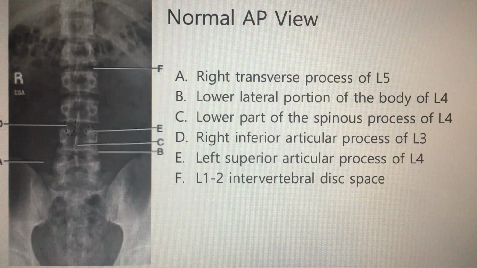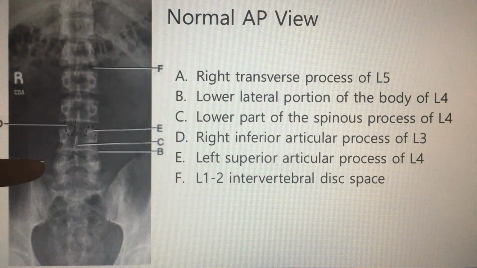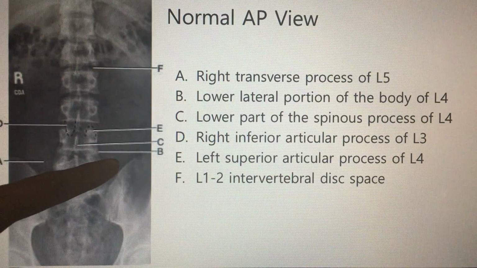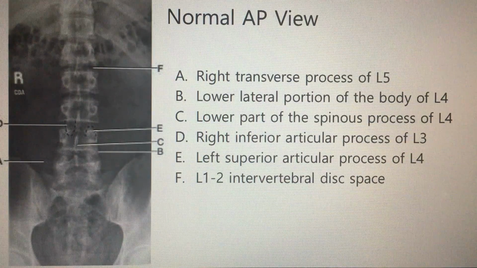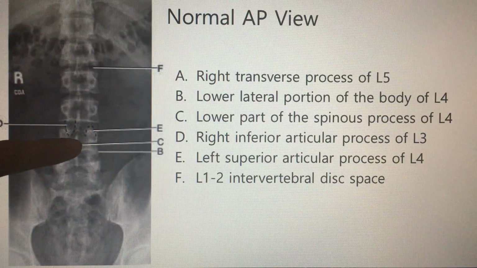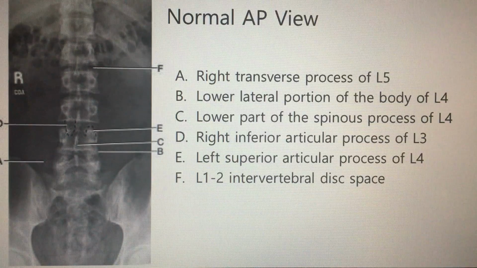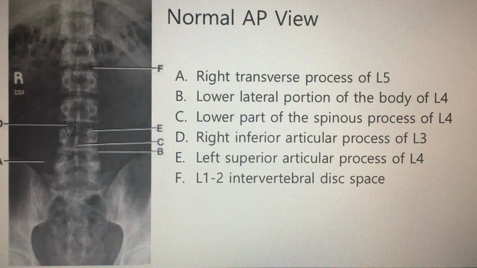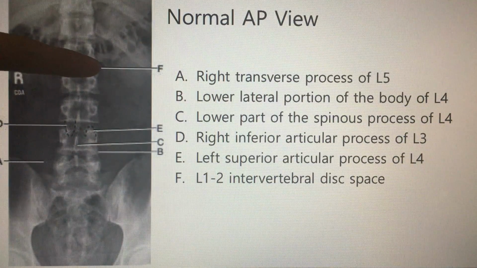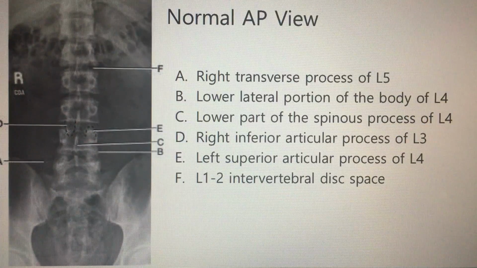And transverse process of L5, full body, L4 spinous process, L3 right inferior articular process, and L4 left superior articular process. And between them is the intervertebral disc space.